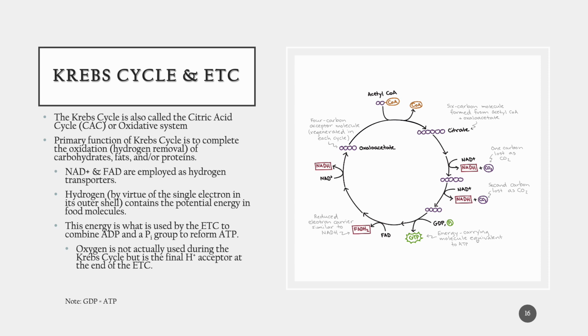Oxygen is not actually used during the Krebs cycle, but is the final acceptor at the end. Great test question. Oxygen is required, but not until the very final step in order to convert everything into ATP.